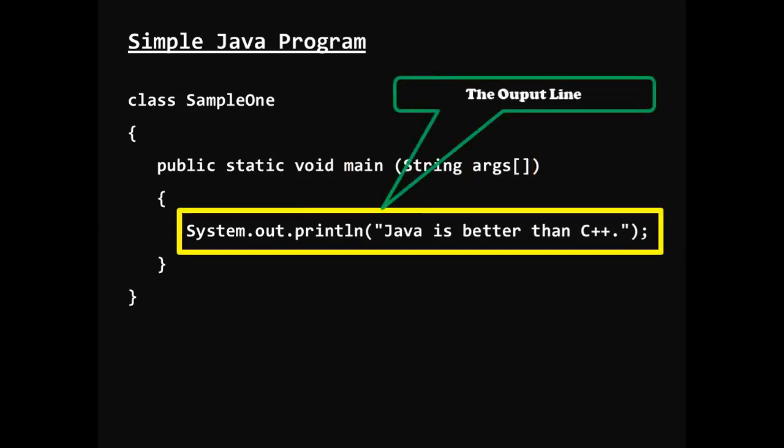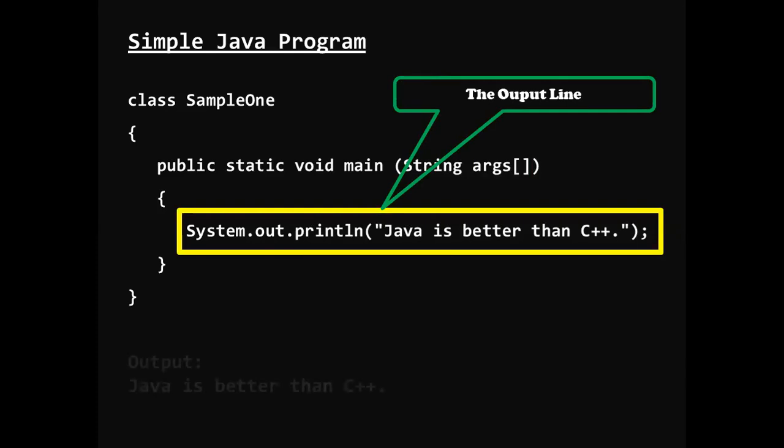The output line. The only executable statement in the program is System.out.println("Java is better than C++."); This is similar to the printf statement of C or cout construct of C++. Since Java is a true object-oriented language, every method must be part of an object. The println method is a member of the out object, which is a static data member of System class. This line prints the string Java is better than C++.